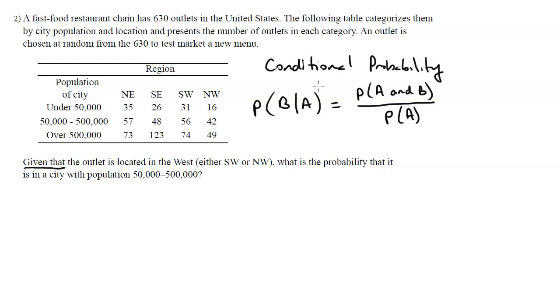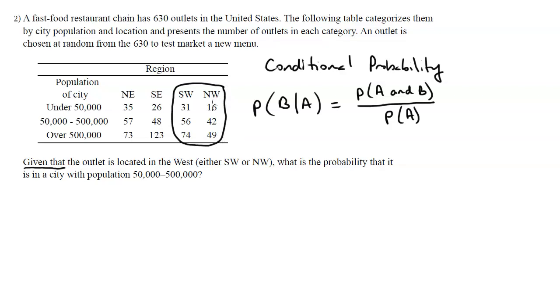So conditional probability is the type of probability that changes the sample space, right? For all those other simple probability questions, the denominator would be 630. But conditional probability changes it. So given that I know that the outlet is located in the west, I'm only considering those outlets in the west. I know the outlets are in the west, so the only group I'm allowed to consider are these.